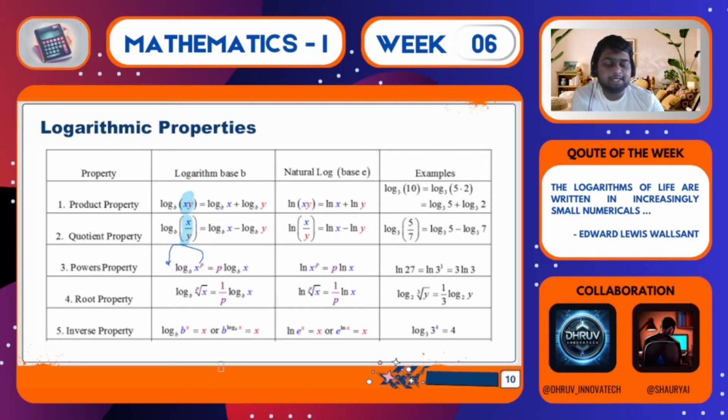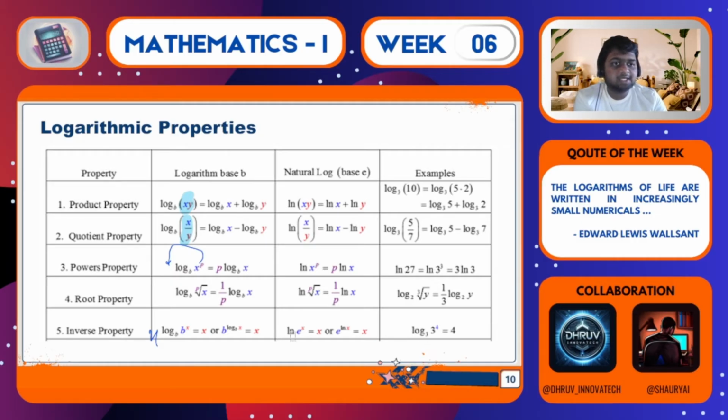Then comes the inverse property. Let's say the base and your value are the same, you can directly put it as 1. This will become 1 when you apply the power property and bring your x in front of the log. Then you can simplify log b base b is equal to 1, because when the value and base are the same, they simplify to 1.